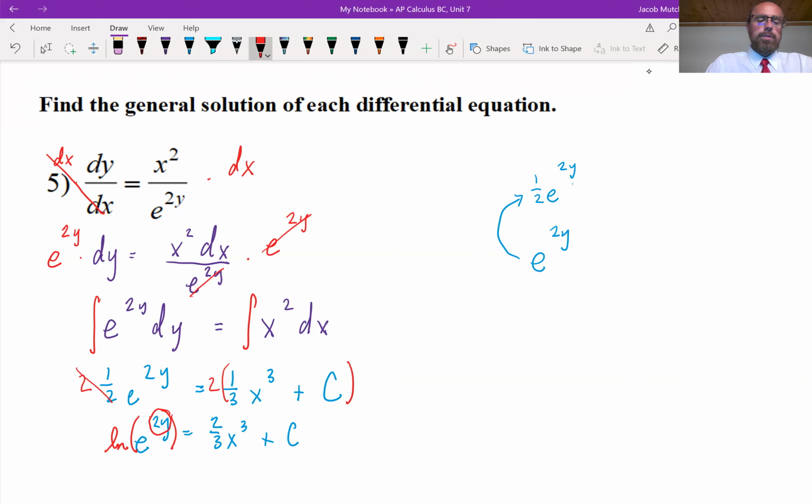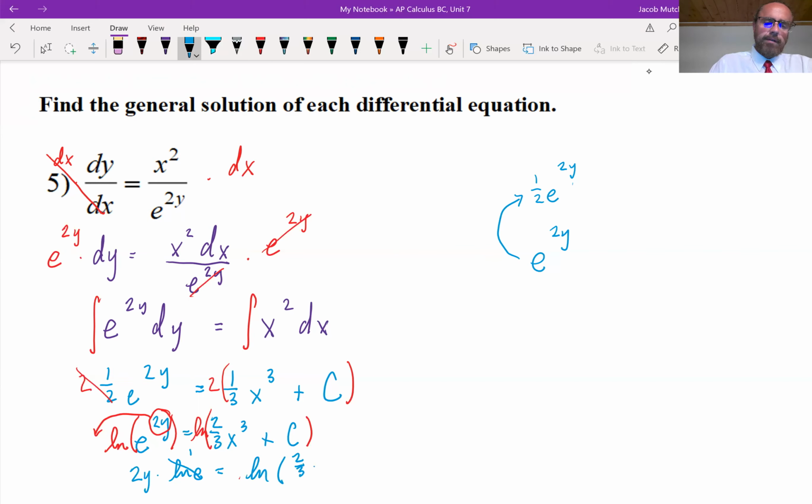By the log rules, it'll take that power and move it out front as a coefficient. So my next step, what I'll have on the left there is 2y times natural log of e. And natural log of e is going to reduce down to just 1. I do need to apply natural log to this right side as well. So I do need to put natural log of 2/3 x cubed plus c. And that's what we'll see on our next step.